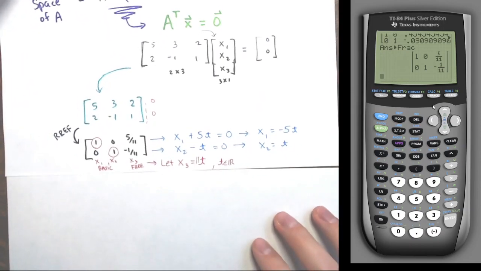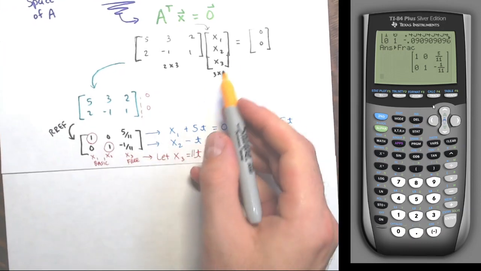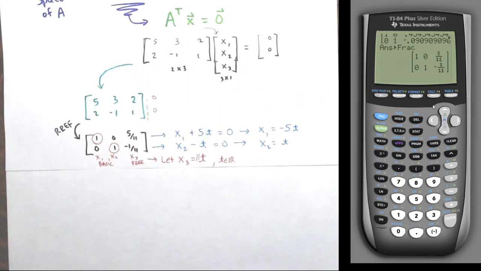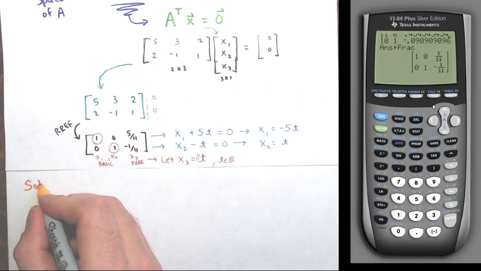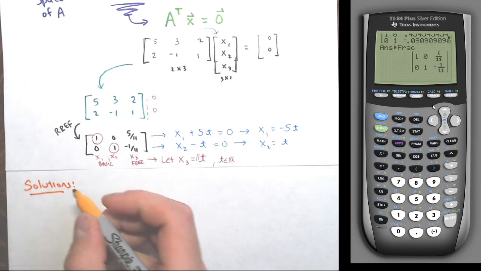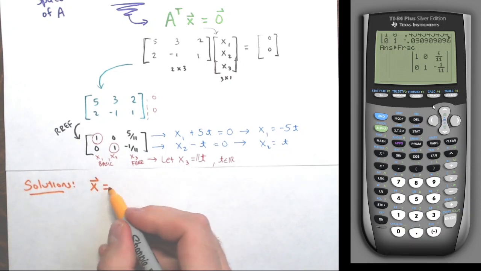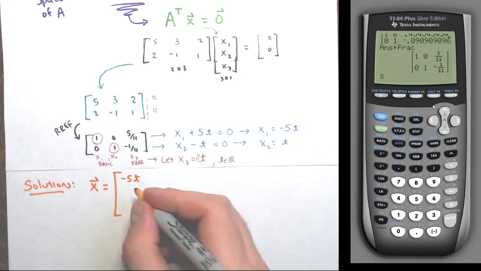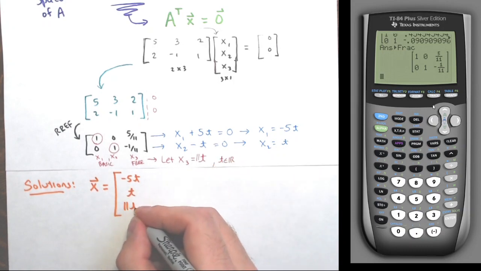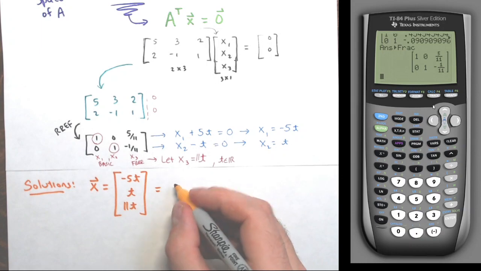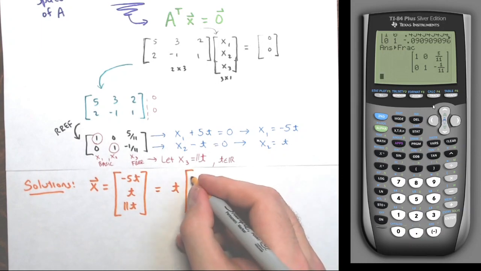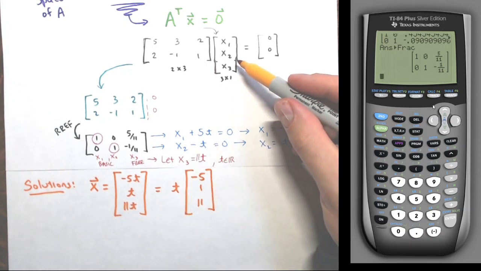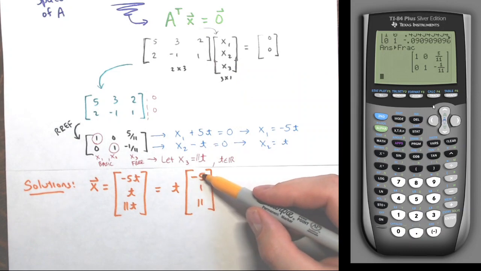So now the solutions of this system, right? The solutions of this equation here, where I'm trying to find the null space of A transpose, the left null space of A, same thing. The solutions are looking like this: x equals, and then you have x1, x2, x3, but x1 is negative 5t, x2 is t, x3 is 11t, and again each one of these has the free variable t in common. I pull that out. You have negative 5, 1, and 11. So every solution to this equation is a scalar multiple of the vector negative 5, 1, 11.